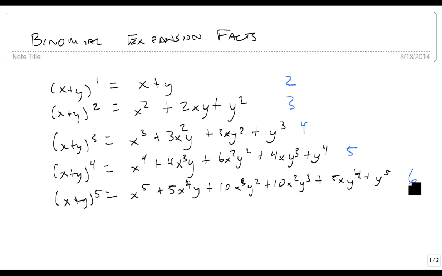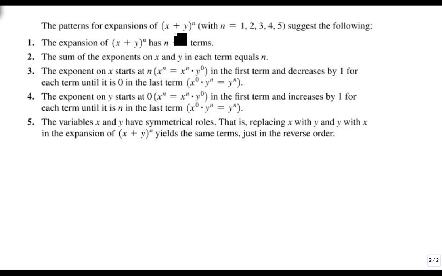It turns out that if we look at this pattern that's being developed of x plus y to the n, then that suggests the following. If we raise x plus y to the n, then we will have n plus 1 terms. And this is important. Make sure you get this down. There are n plus 1 terms.